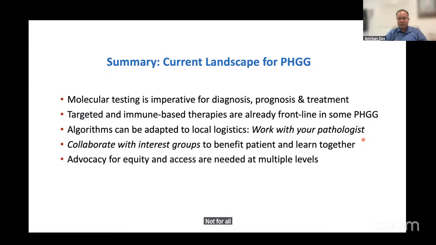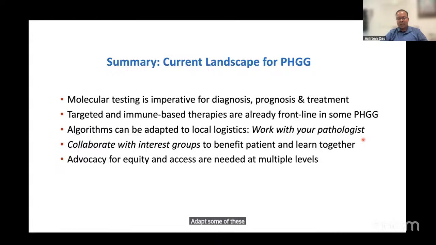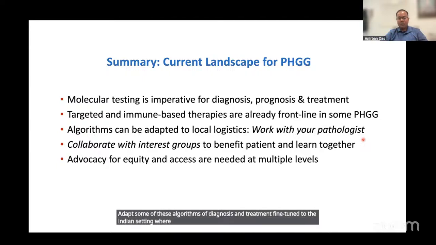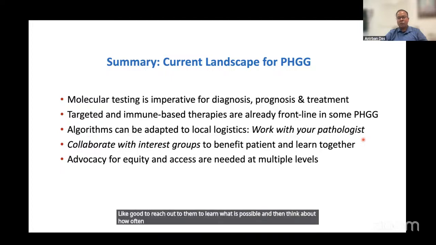I don't want to see the world with rosy glasses and think that we have magic for everything, as you saw. But I do think that we can work with our colleagues in pathology, radiation oncology, and neurosurgery to see how we can adapt some of these algorithms of diagnosis and treatment, fine-tuned to the Indian setting where we have to work with limited resources. And one thing that I found very useful when I was working in India is that there are experts for each of these diseases, and it's always good to reach out to them to learn what is possible and then think about how many of those you can do for your own patient.